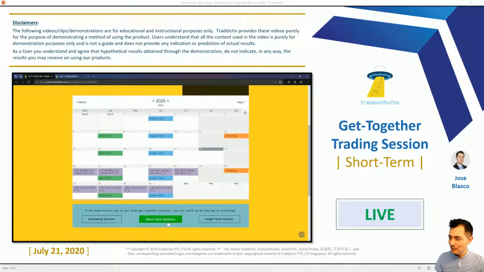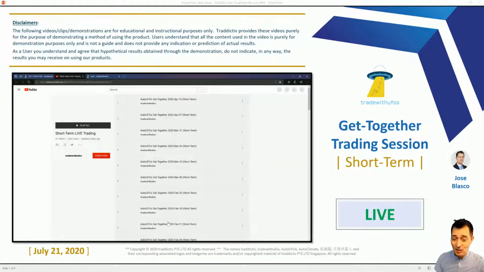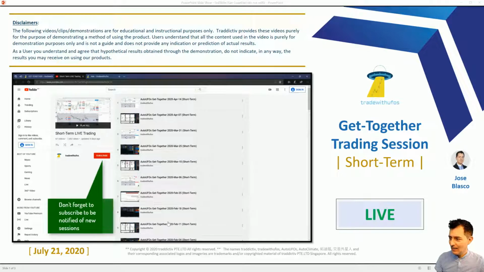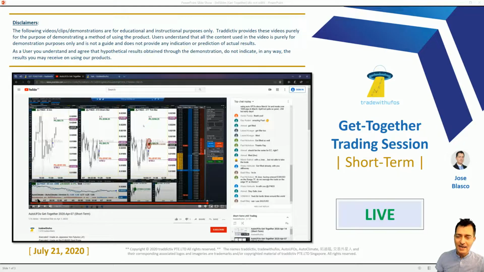So welcome to the session, everybody. Today is July 21st, 2020. We're getting together for our short-term trading session. We're going to be looking at futures markets. We're going to be looking at Forex currency pairs as well. We'll be looking at different opportunities with leveraged assets to take advantage on an intraday basis. Today is short-term, isn't it? That's what we're going to do.